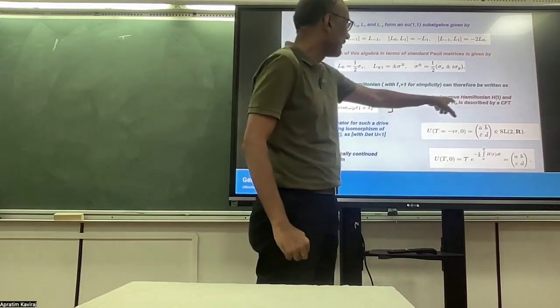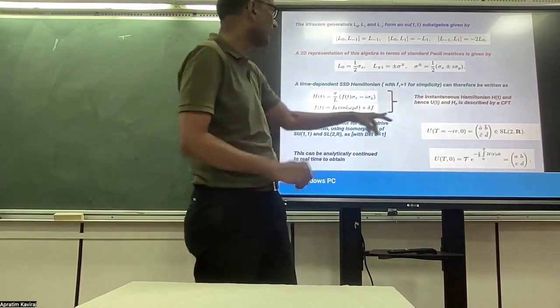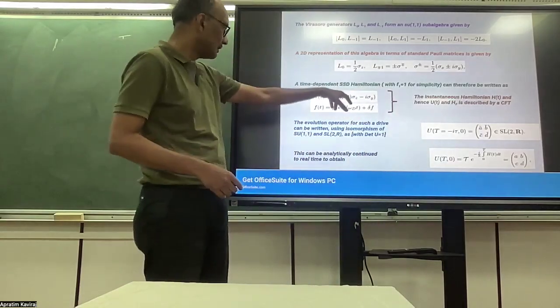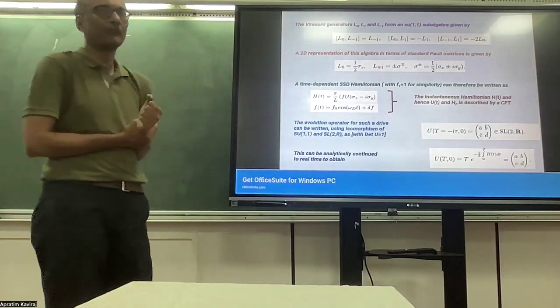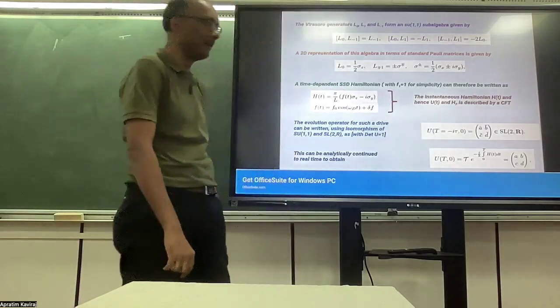At each of these time steps, you have the instantaneous Hamiltonian, and therefore one can show, because of this structure, that U and H_F is still described by a CFT, that is, by an SU(1,1), this thing, which you can map back. So this is useful to get your Floquet Hamiltonian.